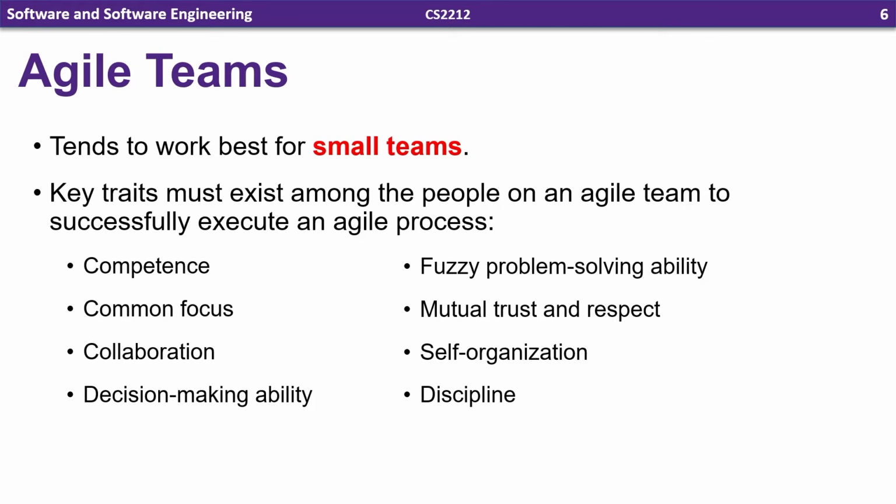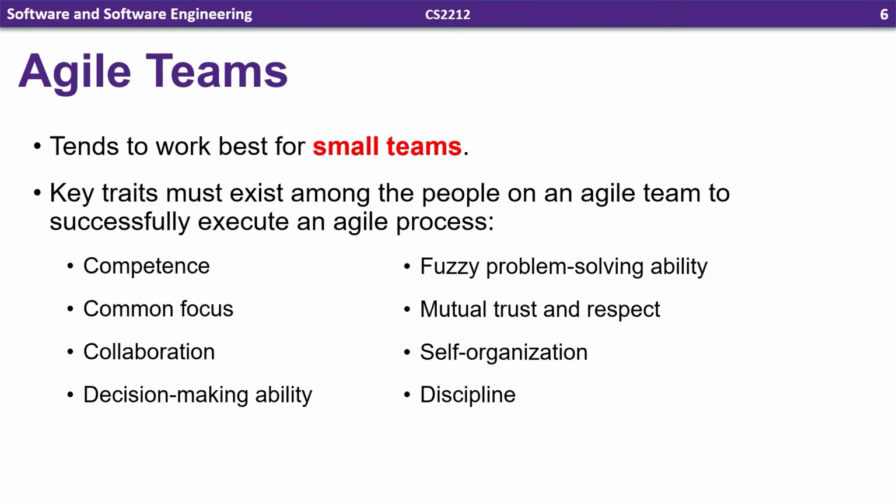There's competence. You need experienced developers that know what they're doing. They need to have a common focus. They have to have collaboration, decision-making abilities, fuzzy problem-solving abilities, mutual trust and respect. That's actually one that you might not think of, but it is a really big one. You have to really be able to trust that the other people on your team are getting done what they say they're going to be getting done. And this is something that you're going to come across in your project, I'm sure.